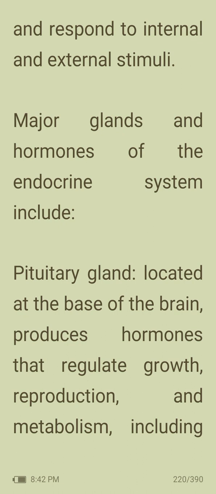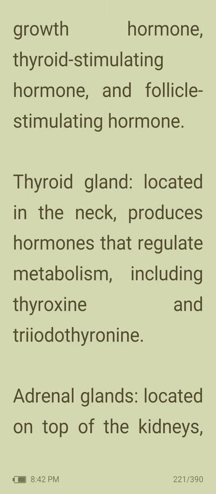Major glands and hormones of the endocrine system include the pituitary gland, which is located at the base of the brain, produces hormones and regulates growth, reproduction, and metabolism, including growth hormone, thyroid stimulating hormone, and follicle stimulating hormone. Then there is the thyroid gland, located in the neck region, which produces hormones that regulate metabolism, including thyroxine and triiodothyronine.